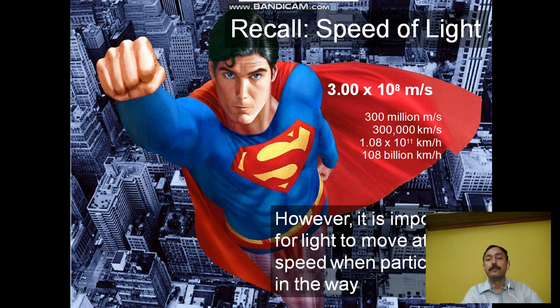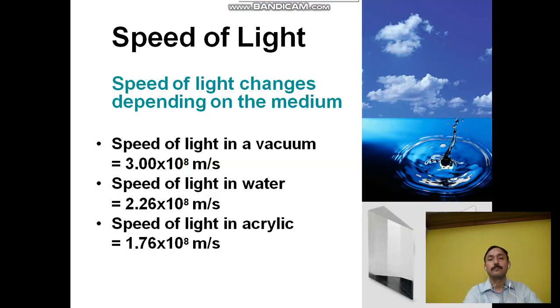However, it is impossible for light to move at this speed when particles get in the way. Suppose it is moving through a glass plate or some transparent medium, its velocity decreases. Then it is impossible to move with the speed of 3 into 10 to the power 8 meter per second. The speed of light changes depending on the medium. Already we have discussed this, and shared a few data.